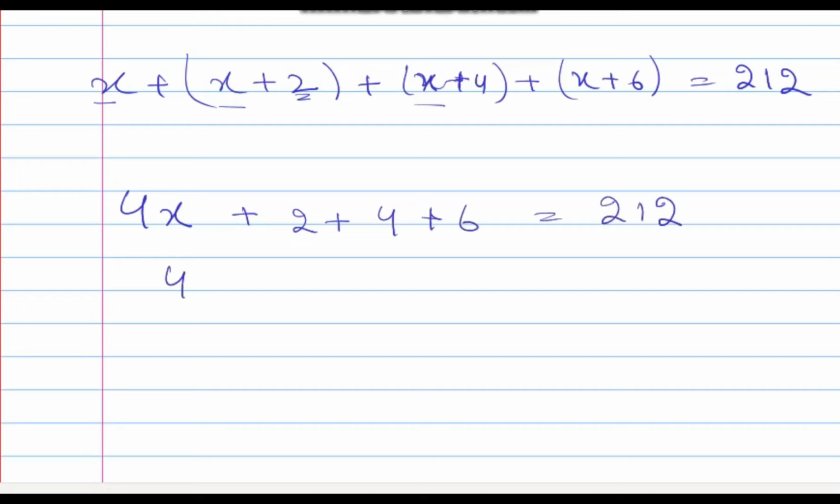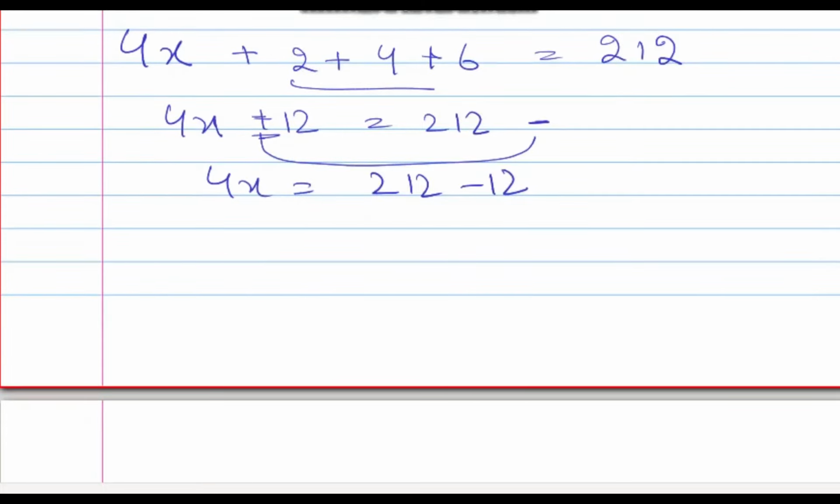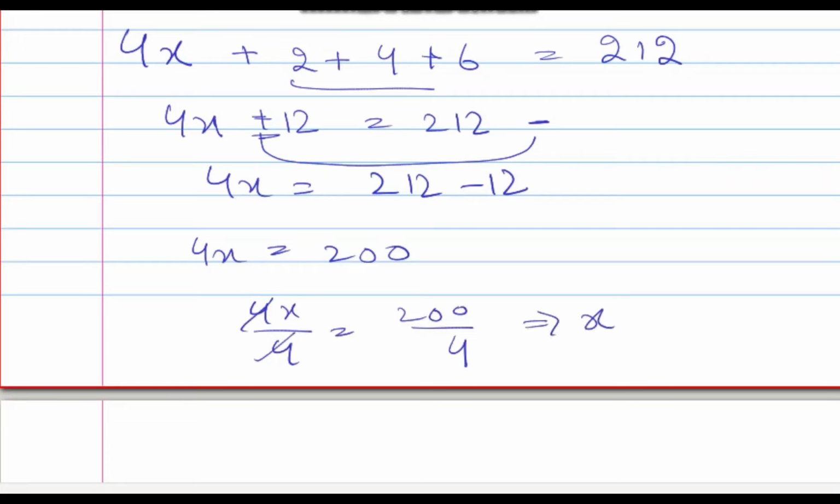Again, please add all of those constants. 2 plus 4 is 6, and 6 plus 6 is 12. I got 4x plus 12 equals 212, so 4x equals 212 minus 12. The sign changes: there is a plus sign, and if I shift it, it becomes minus. I get 4x equals 200. Divide by 4 on both sides: 4x divided by 4 equals 200 divided by 4. This cancels out, and I get x equals 50.